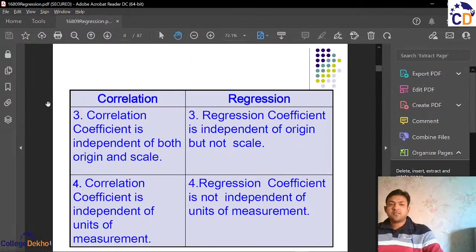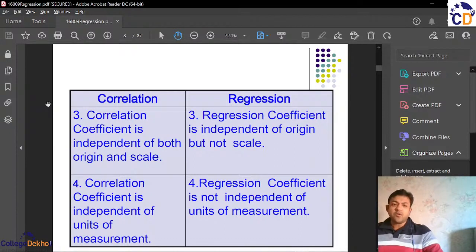Next, the third difference between correlation and regression. Correlation coefficient is independent of both the origin and the scale. It neither depends upon origin nor upon scale. Regression is independent of origin, but it depends upon the scale.